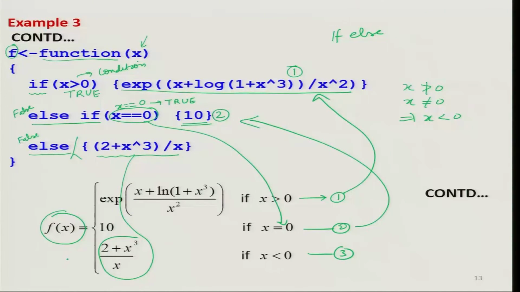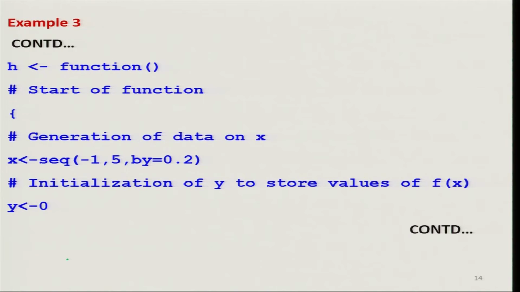Now, the next part of this problem is how to write a program to plot the function. So, I write another function h, which has no input variable because everything is predefined. I start this function with a curly bracket. First, I need to generate the data which is given to us: a sequence starting from -1 to 5, increasing by 0.2 units.